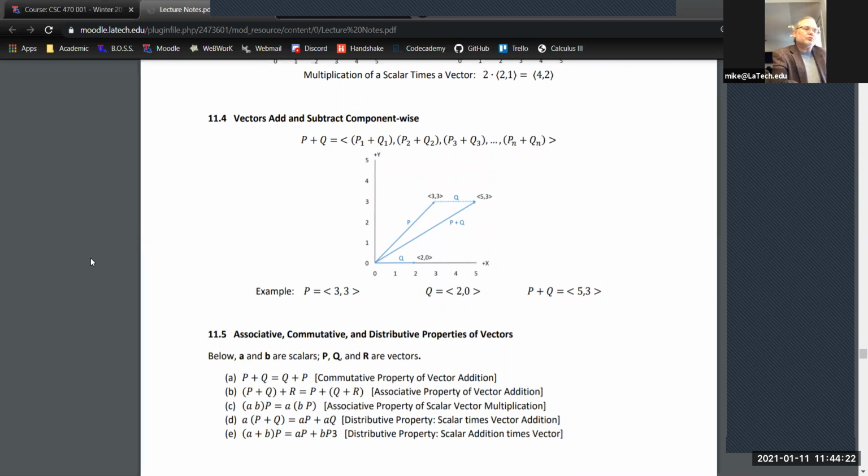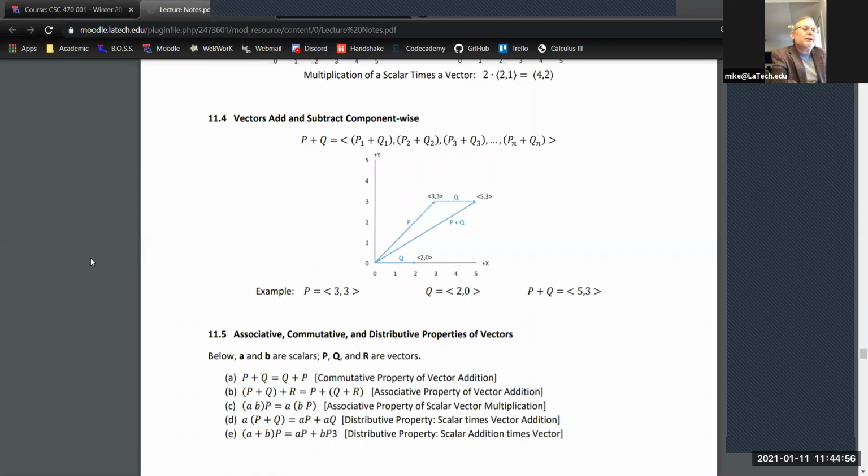So I would add px plus qx to get me the x value of the added vector. I would add py plus qy, excuse me, to get the y component of the vector, and pz plus qz to give me the z component of the vector. And it doesn't just have to be 2-dimensional and 3-dimensional. It works for any dimensional vector. So this works for an n-dimensional vector.